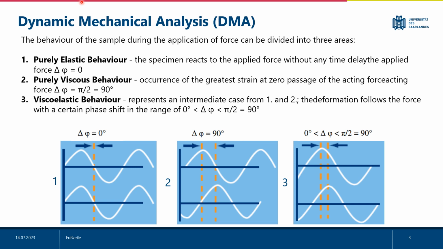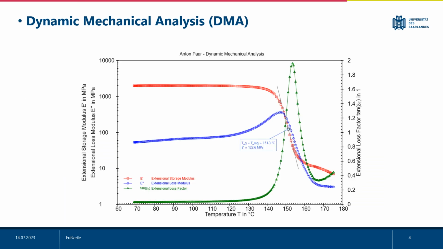Dynamic mechanical analysis is used to determine the temperature and frequency dependencies of the storage and loss modulus and the loss factor. In this diagram, we can see the typical DMA thermogram for an amorphous thermoplastic, which is polycarbonate, measured in dual cantilever deformation mode with a measurement frequency of 1 Hz and a heating rate of 2 K per minute.